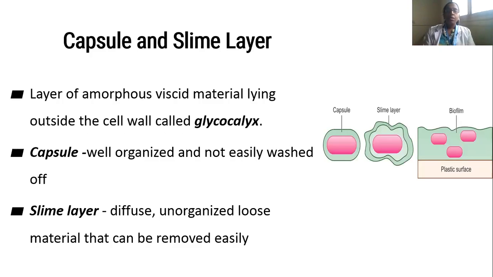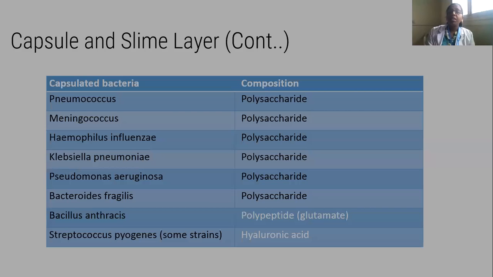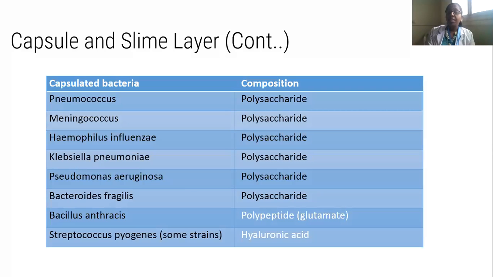So this is the capsule and slime layer. These are the amorphous viscid layer present outside the cell wall, and it is a glycocalyx. The capsule is usually well organized and is not easily washed off, whereas the slime layer is usually diffuse and loosely arranged. It is one of the virulence factors for the bacteria. Why a virulence factor? Because it prevents phagocytosis.